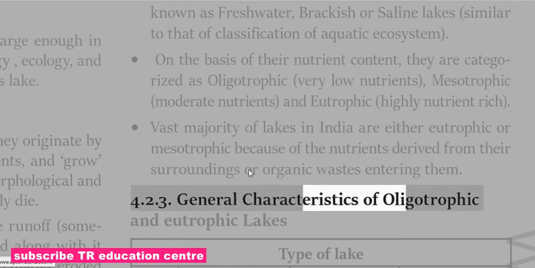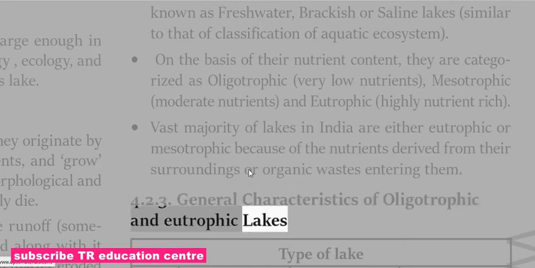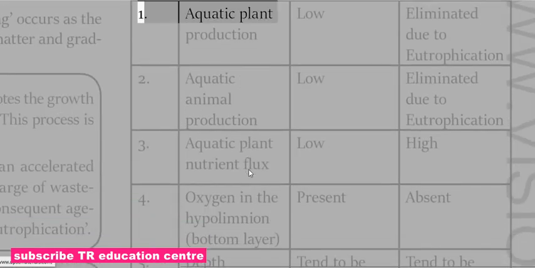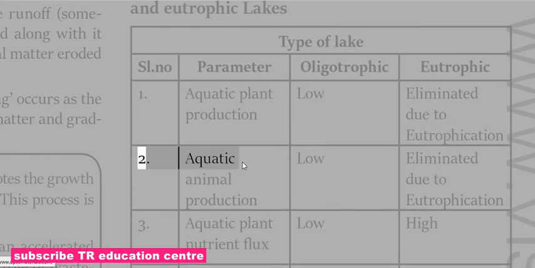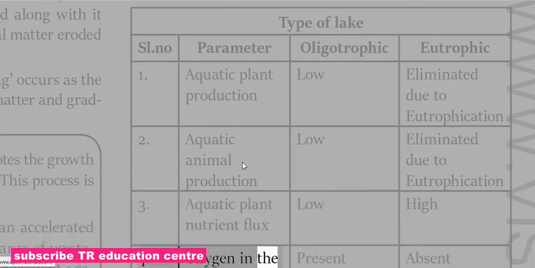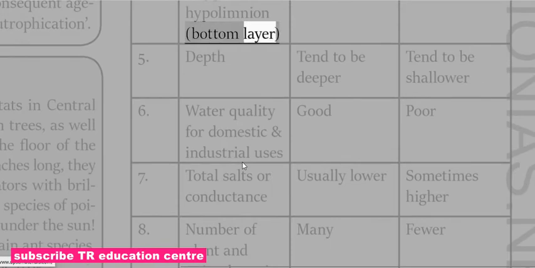4.2.3 General characteristics of oligotrophic and eutrophic lakes. Type of lake, SL. No., parameter: oligotrophic, eutrophic. 1. Aquatic plant production: low, eliminated due to eutrophication. 2. Aquatic animal production: low, eliminated due to eutrophication. 3. Aquatic plant nutrient flux: low, high. 4. Oxygen in the hypolimnion, bottom layer: present, absent.